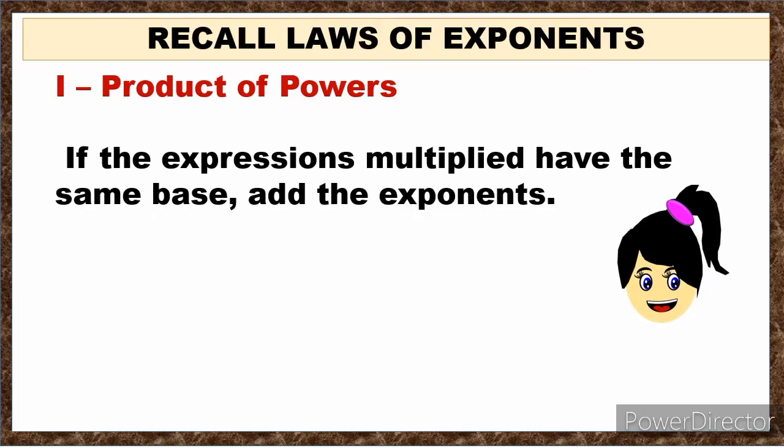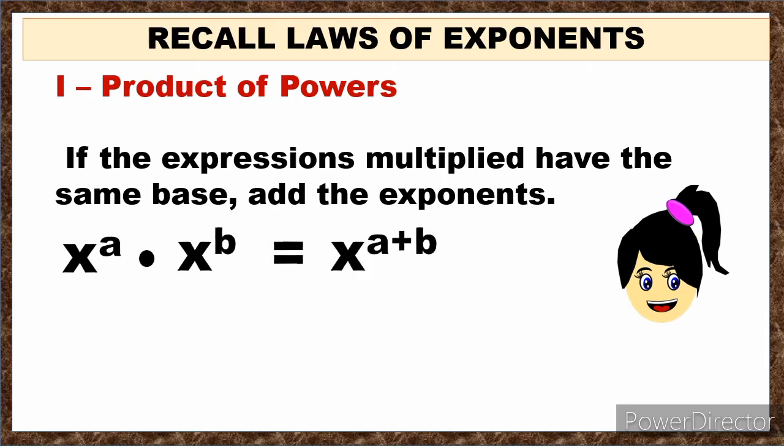Okay, number 1, product of powers. If the expressions multiplied have the same base, add the exponents. So we have an example: x raised to a times x raised to b is equal to x raised to a plus b. We copy the exponent and then we add the exponents, which is a plus b.